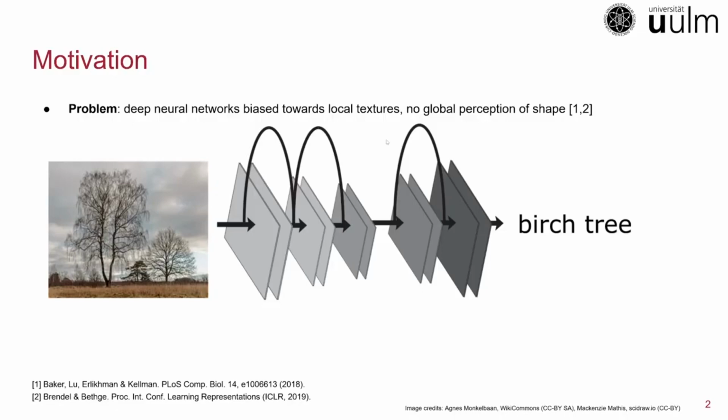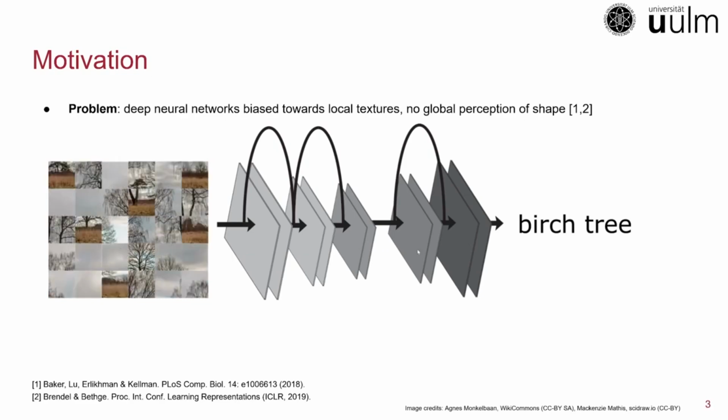Nowadays, deep neural networks are quite popular as machine vision models and as models of biological vision. However, we also know that they have some problems. For example, they're mostly biased towards local patches, local textures, not so much to global perception of object shape. So if you take an image like this, scramble it up, the network will still classify this as birch tree and not really perceive that there's anything wrong with it.